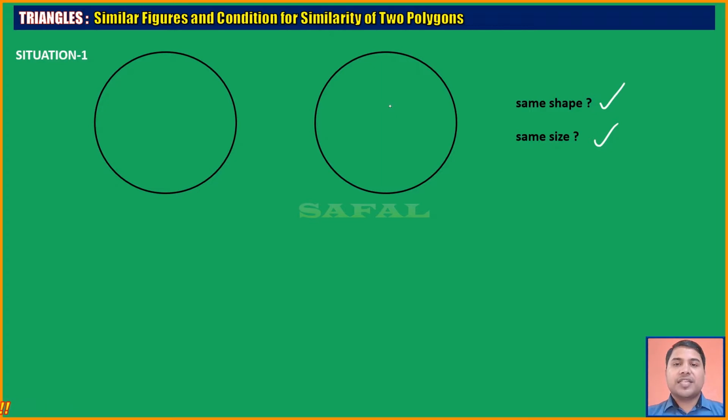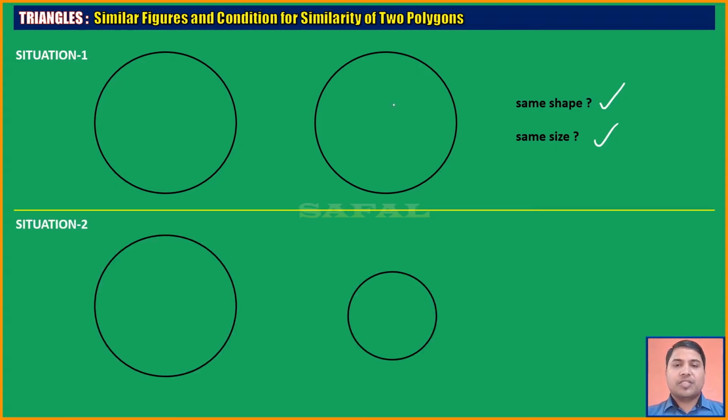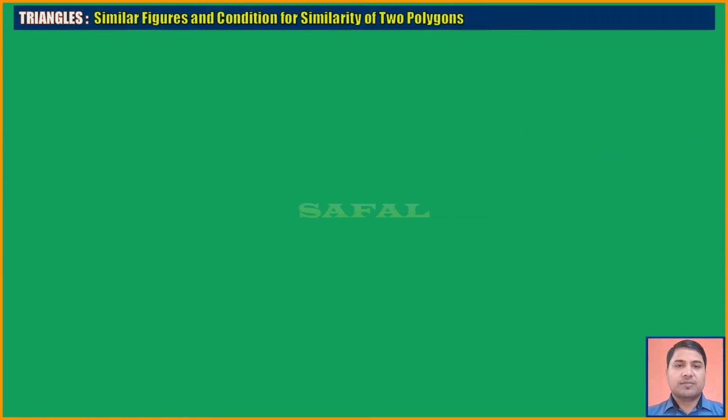That we have already seen in class 9th. We used to call it congruency. Correct? Now let us take situation 2. Here if I ask the same two questions, are the two figures of same shape? Your answer will be yes. Both are circles only. If I ask whether they are of same size, your answer will be no.